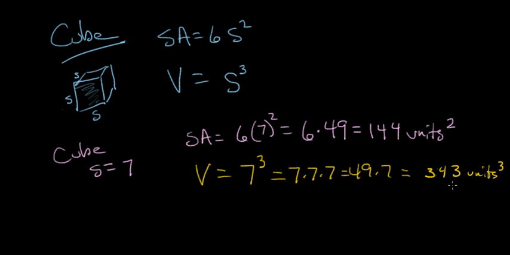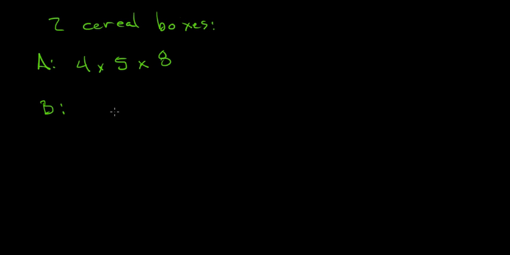And so now let's talk about cereal boxes. You've got two cereal boxes. A is 4 times 5 times 8, or 4 by 5 by 8. You say, well, which one's the length, which one's the height, which one's the width? It doesn't matter. Please, it doesn't matter. And B, cereal box B, is 2 times 8 times 10.